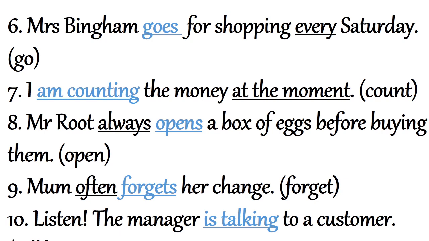Mr. Root always dash a box of eggs before buying them. Verb is open. The word always is mentioned here. That is also a key word of present indefinite tense, and Mr. Root is a singular subject. So we have used here the singular form of the verb, opens. Mum often forgets her change. So the word often, in the same manner, in present indefinite tense we use these words like always, often, sometimes, every day, never.